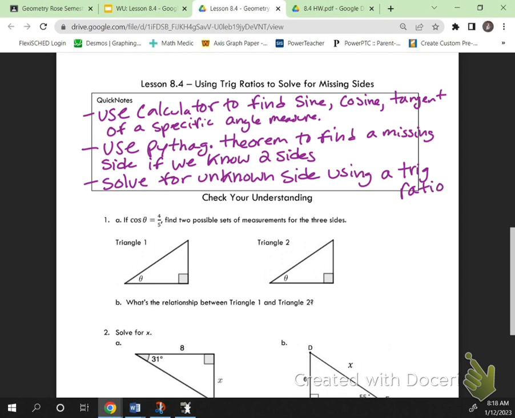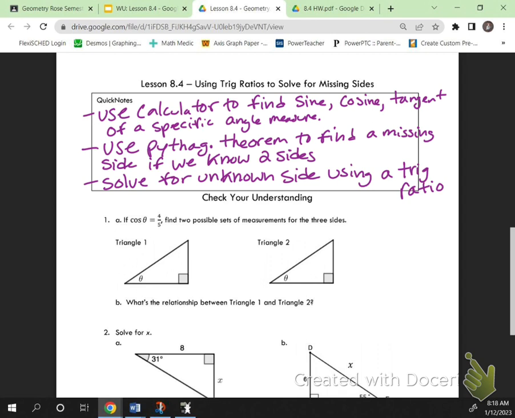We're going to practice this in the check for understanding. Number 1 is looking at similar triangles. Number 2 is where we're actually going to solve like we did in number 6. And then in number 3, we're putting it all together. We're solving for all the unknown sides, all the unknown angles. So I'm going to help us get started with number 1. I don't want us to get hung up too long on number 1.